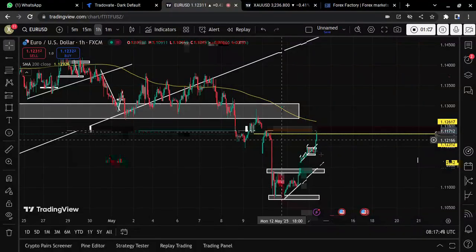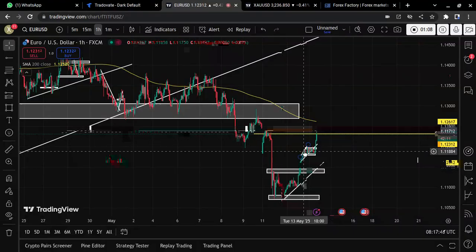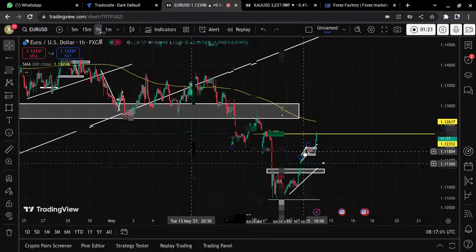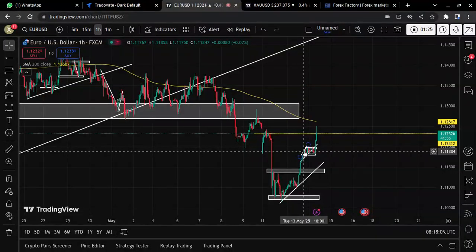That was where price was, and I trade price action, so I look at what price is doing at that particular moment. I don't predict that it's going to drop here and that's where I'll be looking. I just wait for the action to happen and then I follow what price is doing.